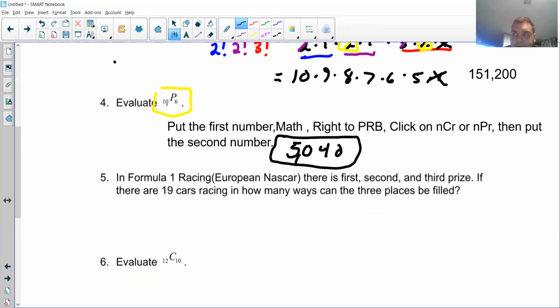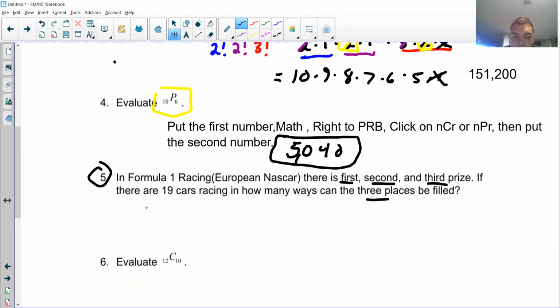So that's the easy one. That literally tests me like, do you remember how to put it in your calculator? These questions are the ones that take a little bit of brain power or concept. So in European NASCAR, there's a first, second, and third prize. If there are 19 cars racing, how many ways can the 3 places be filled?